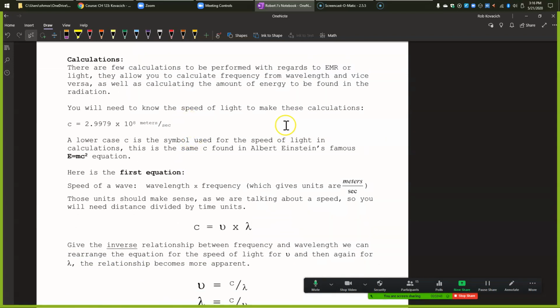Okay, so a couple of calculations to talk about with this. This is the speed of light. I'm just going to write it as 3 times 10 to the 8th meters per second. And this is the c that's in E equals mc squared.